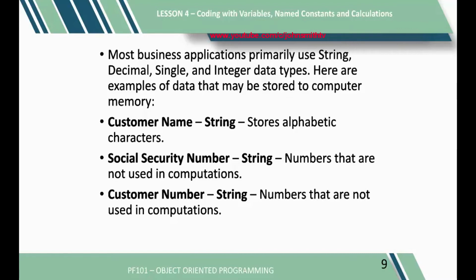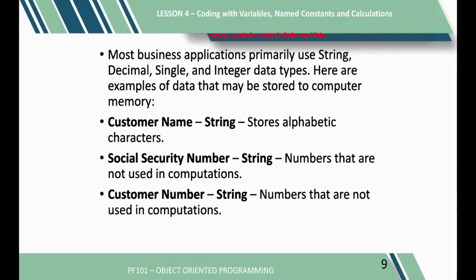There are different examples of data that may be stored to computer memory. Customer name, string, stores alphabetic characters. Social security number, string, numbers that are not used in computations.